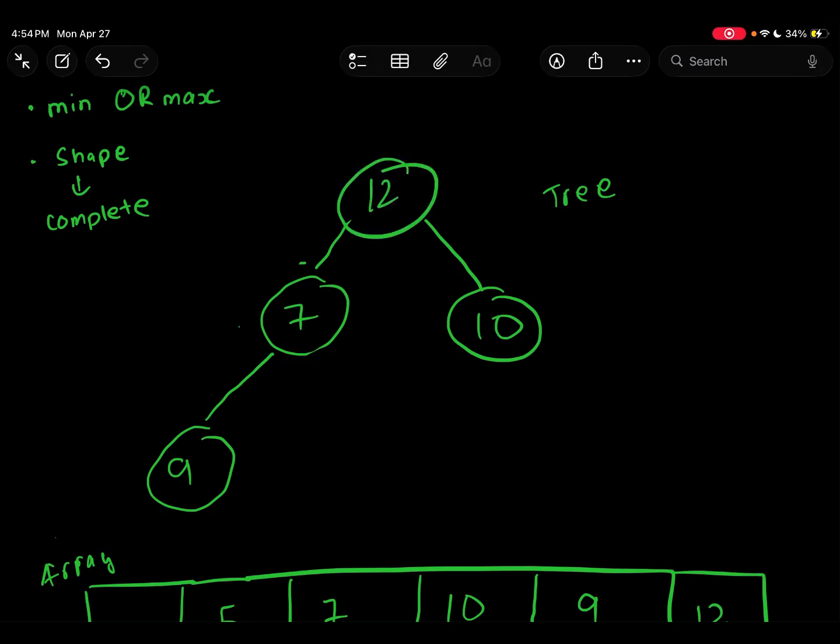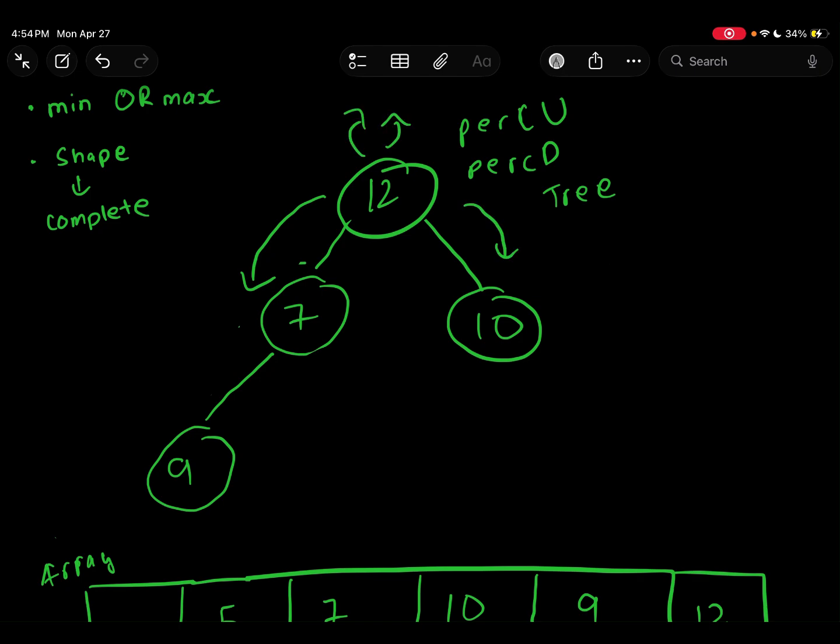So 12 will replace it, and this remove function will automatically call what? Should it call percolate down, or should it call percolate up? What do you guys think? It should call percolate down, right? Because I have values beneath me to compare. I don't have values above me to compare, right?